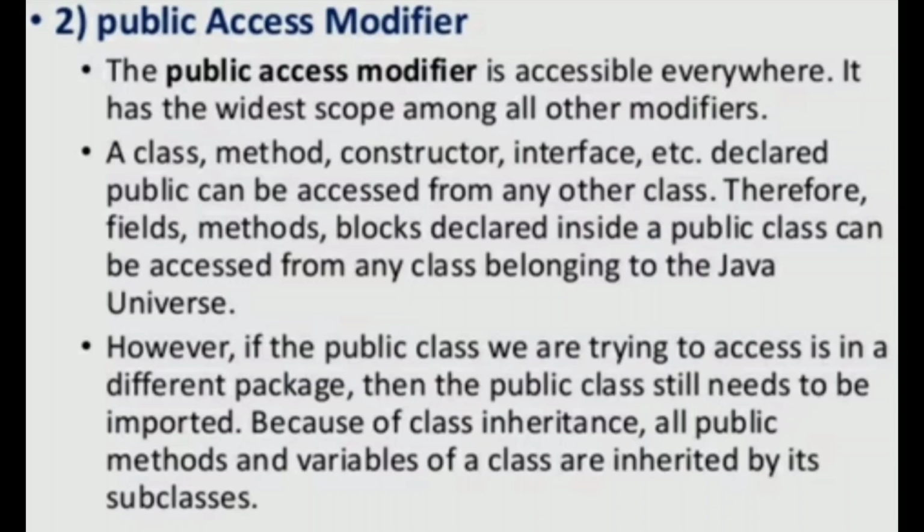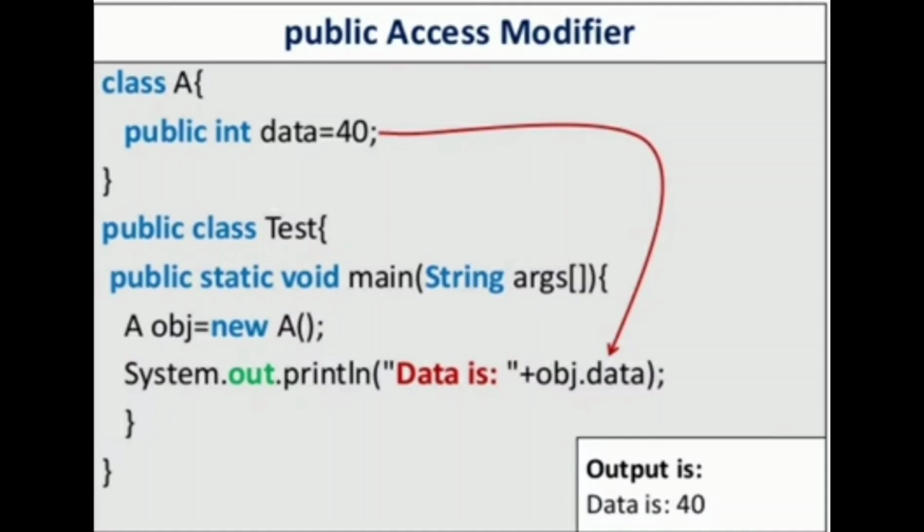However, if the public class we are trying to access is in a different package, then the public class still needs to be imported. Because of class inheritance, all public methods and variables of a class are inherited by its subclasses. It is the example for the public access modifier. When you give a class name and initialize the variables, it can be accessed within the class and also within the package outside the class. It is very simple.